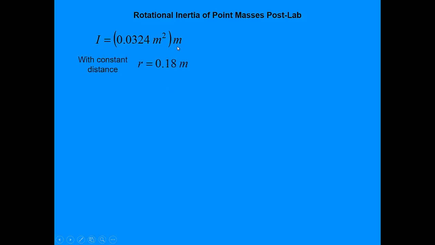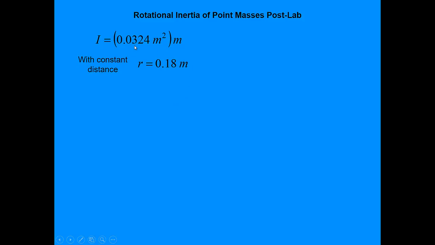In this case, you varied the mass, and this is one of those weird cases where you've got m's functioning as 2 things here, notice. An m as a unit is meters, an m as a variable is mass. It's all about context, people, right? So our constant distance was 0.18 meters. That's from the axis of rotation to the center of the point masses, center of mass of the point masses.